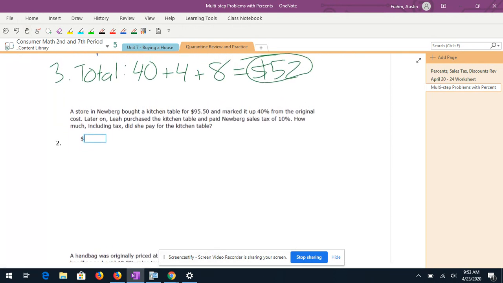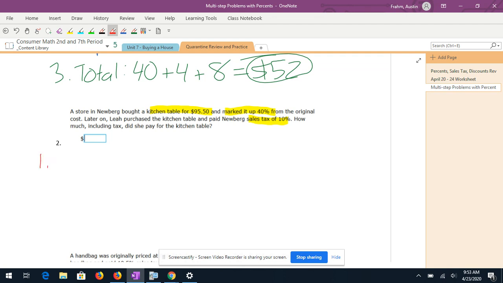It says a store in Newburgh bought a kitchen table for $95.50 and marked it up 40% from the original cost. Later on, Leah purchased the kitchen table and paid Newburgh sales tax of 10%. How much, including tax, did she pay for the kitchen table? So again, the original cost of the table is $95.50. It's marked up 40%, meaning the price is going to increase, and she paid sales tax of 10%. So again, a multi-step problem. We got to do several things to get the final answer.